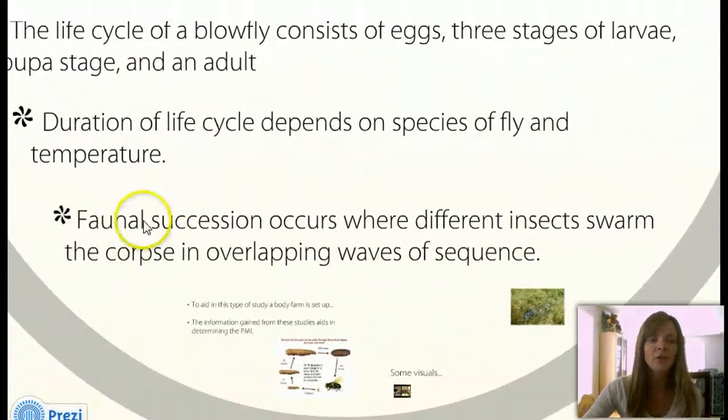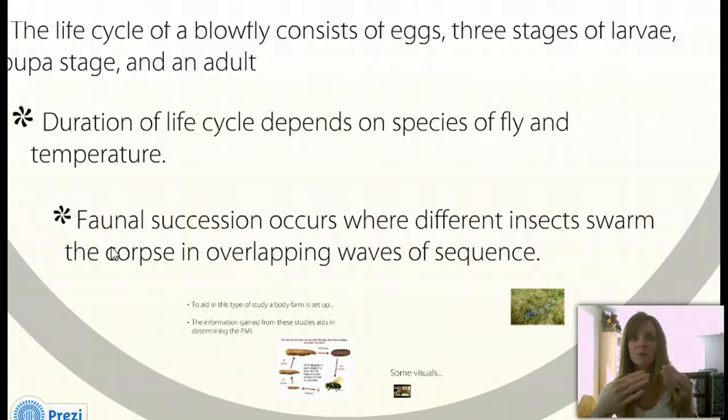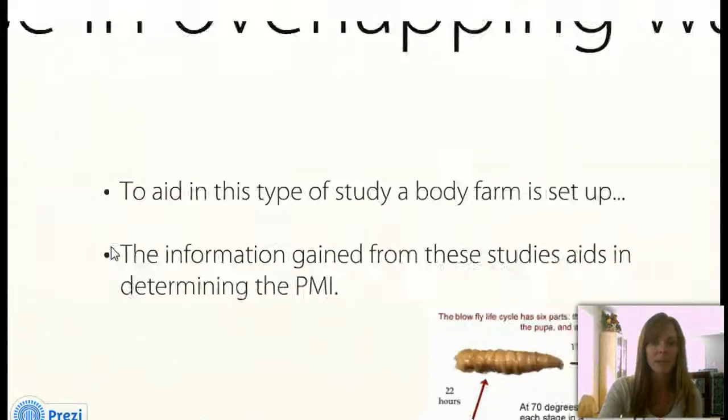Okay? And then faunal succession occurs where different insects swarm the corpse in overlapping waves of sequence. So there's one page dedicated to that. You'll see that on the first day, basically you'll see the blowfly, but then starting like day 2, you have different insects that start to swarm these corpses. And they come in waves of succession. So they can be at the same time. Some of them are staggered, but they will all come and swarm and they do different things. They break down different things. There's flesh-eating flies and stuff like that. So just a little bit about what happens after death.